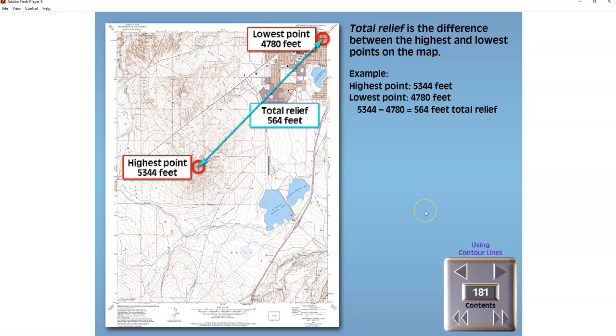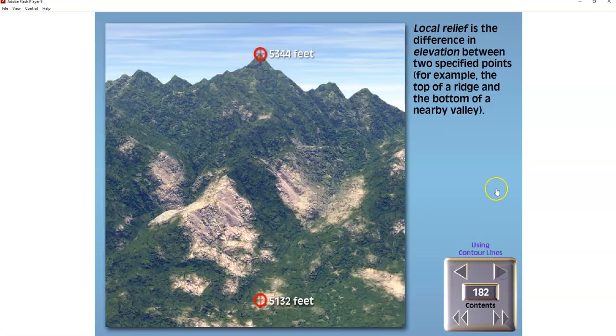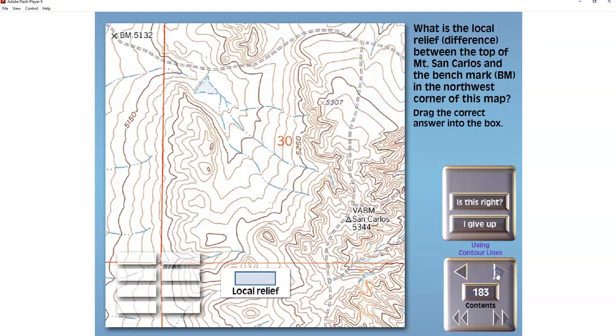They'll give you 2 points on the map. Local relief is the difference in elevation between 2 specified points. What is the local relief between the top of Mount San Carlos and the benchmark in the northwest corner of this map? Drag the correct answer into the box.